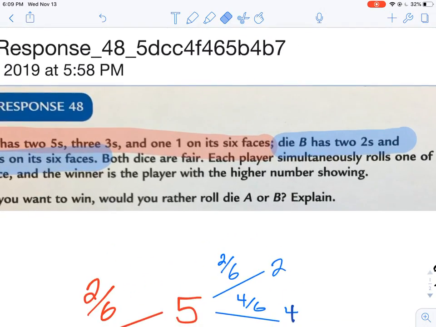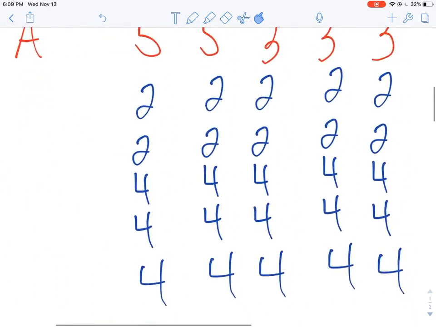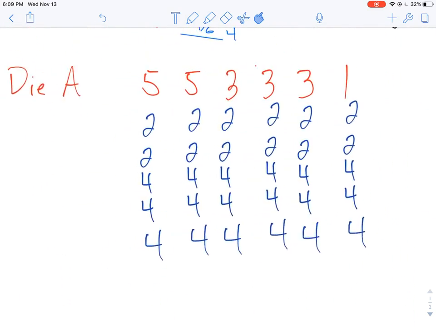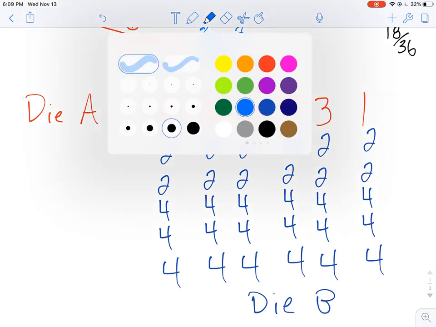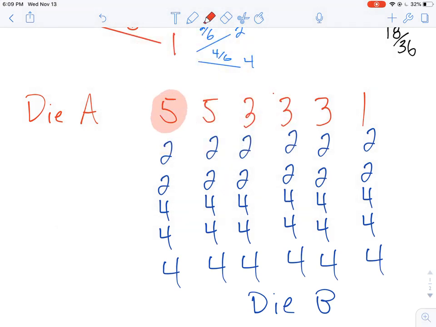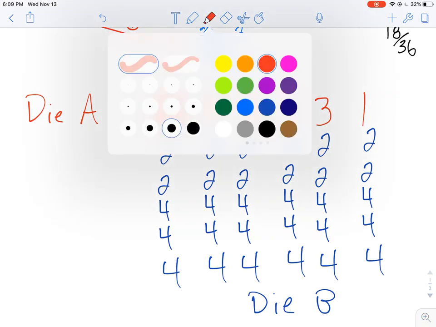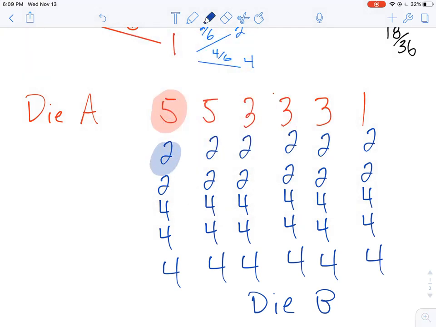I presented this in two ways. The first way I did it was down here, and I saw some students do this. I created the sample space. I represented die A in red and die B in blue. So with die A, I could roll a 5. One of the sides is a 5. And then if that happens, die B could roll a 2, a 4, 4, 4, and I forgot the other 4, because there are four 4s.